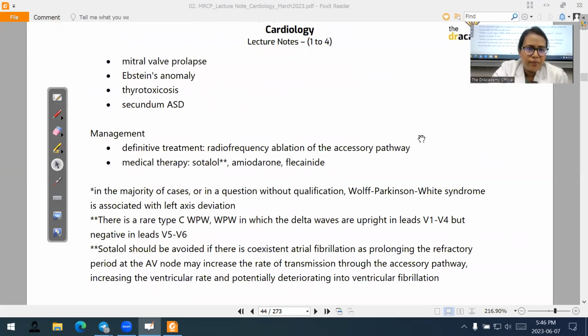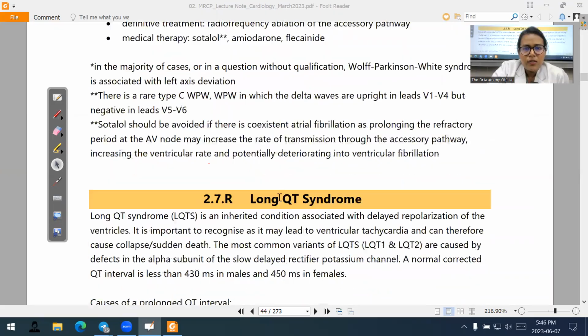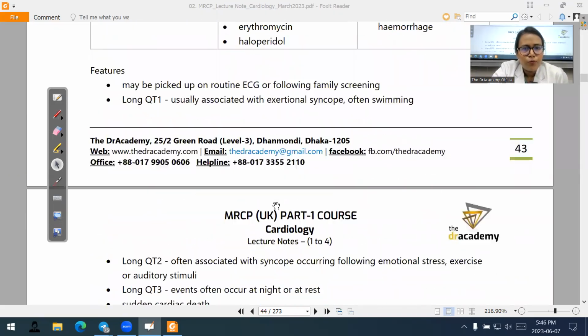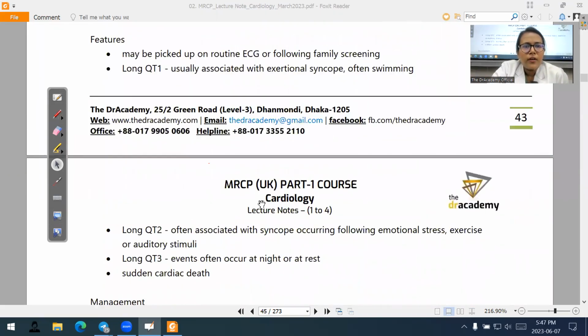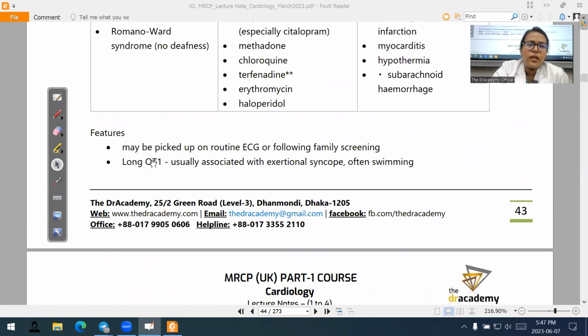There are some medical therapies as well, antiarrhythmic drugs. Okay, all right. Long QT, we have discussed this before. Here, they're talking about different features of long QT, like long QT1 is exertional. Try to highlight this particular one. Exertional. Okay.